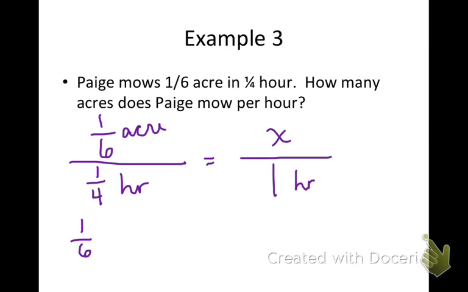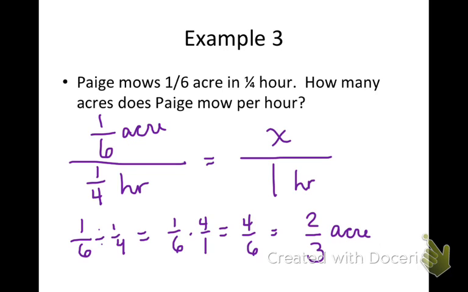Work would look like this. And then our answer is actually a fraction, that she would mow 2/3 of an acre per 1 hour, or per hour. Okay, so this 2/3 would actually be a fraction in place of the x in the numerator there. And so we have to get used to seeing it that way, and it's okay to leave things as fractions instead of changing them to decimals.